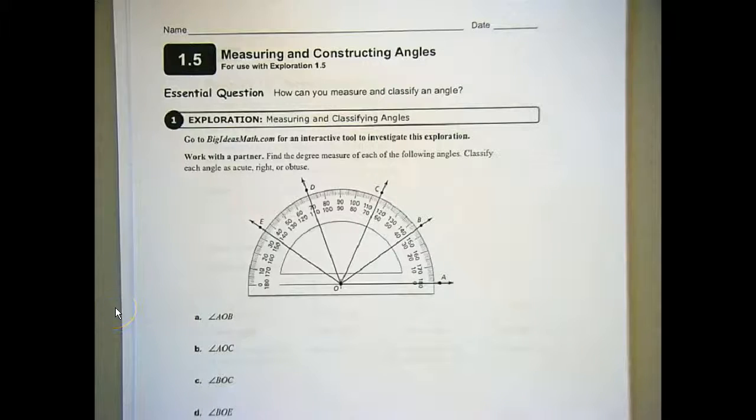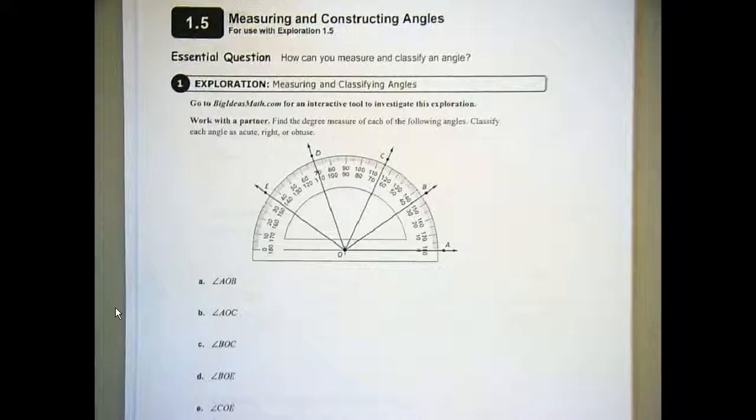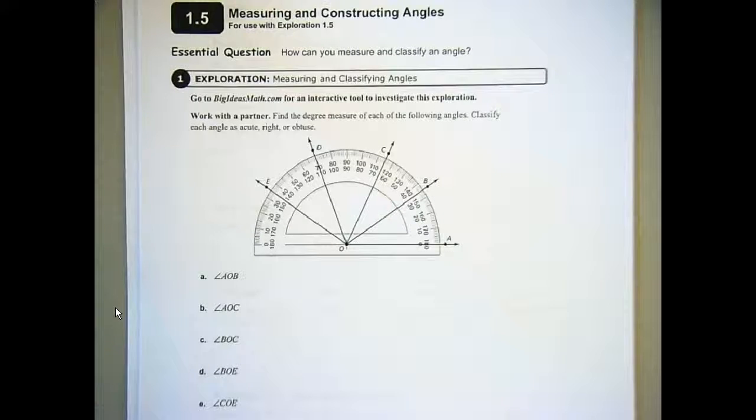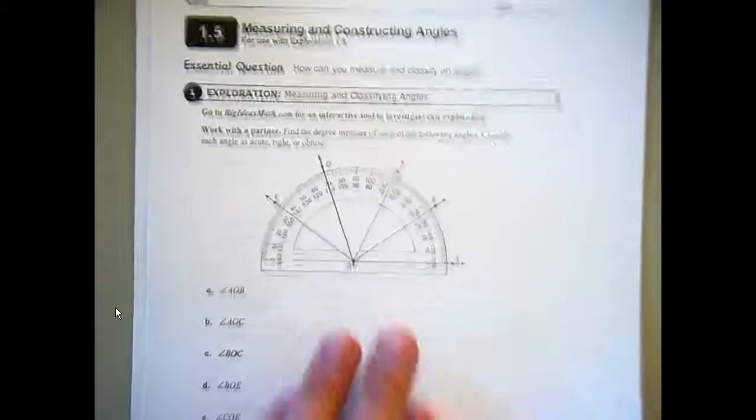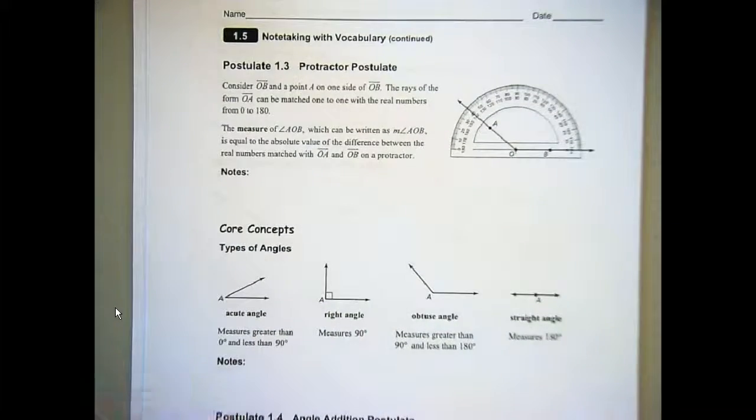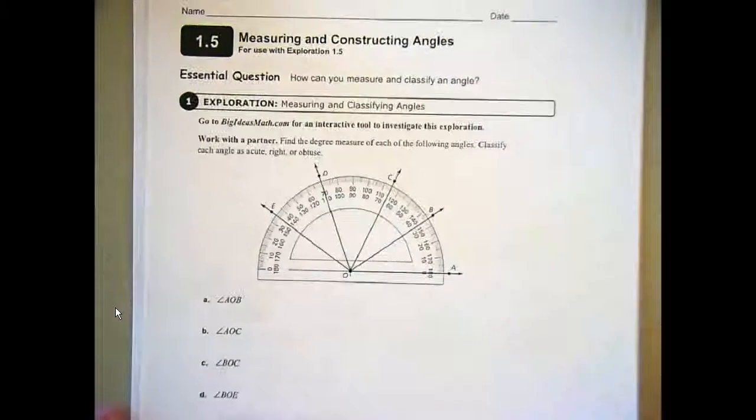Today we're going to be doing measuring and constructing angles. Okay, essential question: how can we measure and classify an angle? What I want you to do right now is work with your groupies and go ahead and fill out page 22 of your student journal, and then you can move on and read page 25 if you'd like.